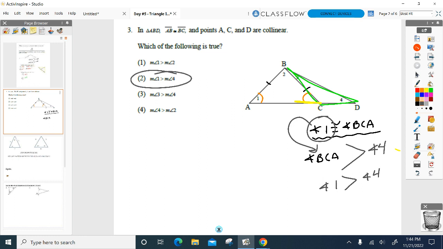And if that wasn't an option, maybe angle 1 was bigger than what other angle? 3. Yep, because BCA was 3. Bigger than 3. Questions from you guys? Are we okay on this theorem? Exterior is bigger than either remote interior angle, because I've got the second big theorem of the day coming up now. Comments, concerns? We're all good? All right.